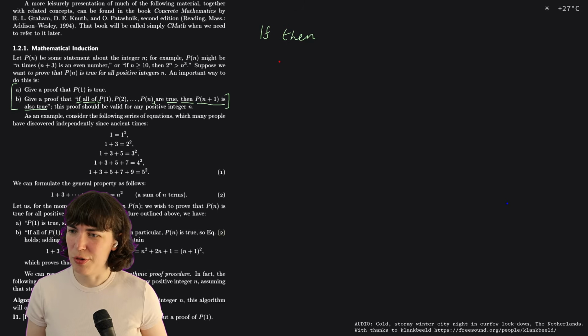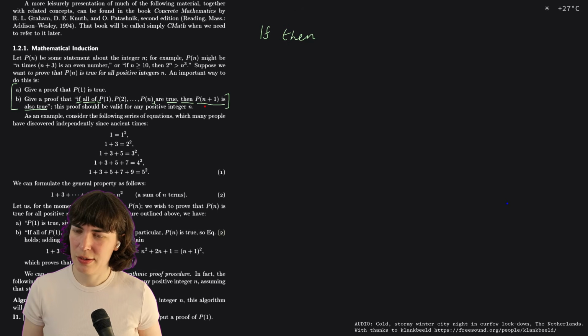So we want to prove that if all of these, like if it's true for every positive integer, then, so we suppose that it's true, then this is also true. So that's kind of the reverse of what I would intuitively expect.